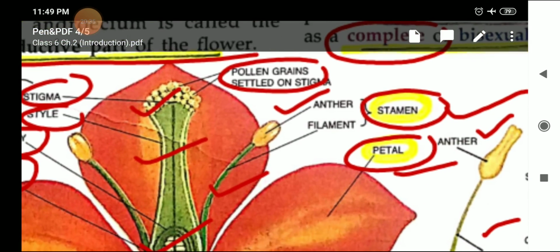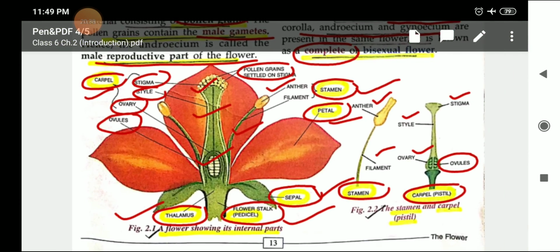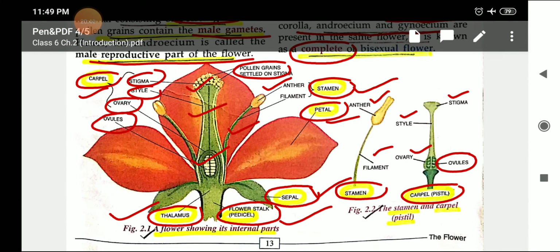And I explained the parts of the flower with the help of this diagram. You just observe this diagram carefully and learn the various parts of the flower, that is sepal, petal, stamen and carpel. Sepal or calyx, petal or corolla, stamen or androecium, carpel or pistil or gynoecium. So these are the four main parts of the flower.